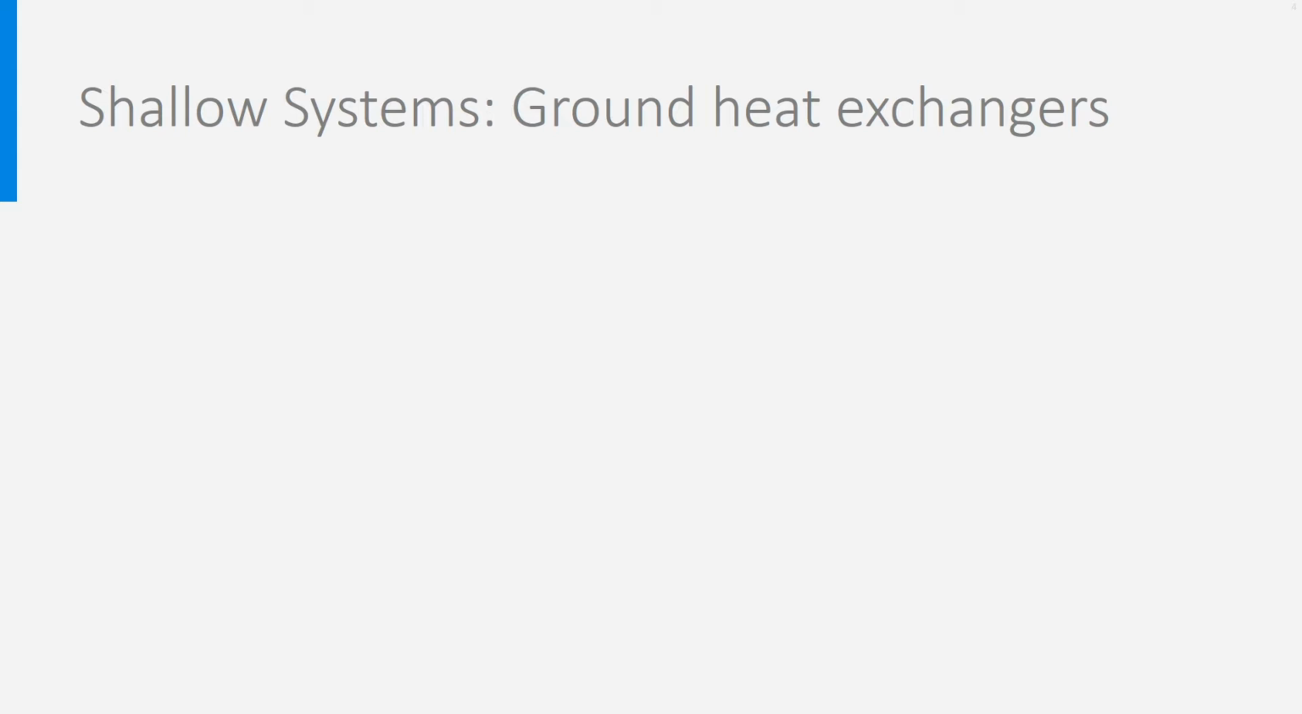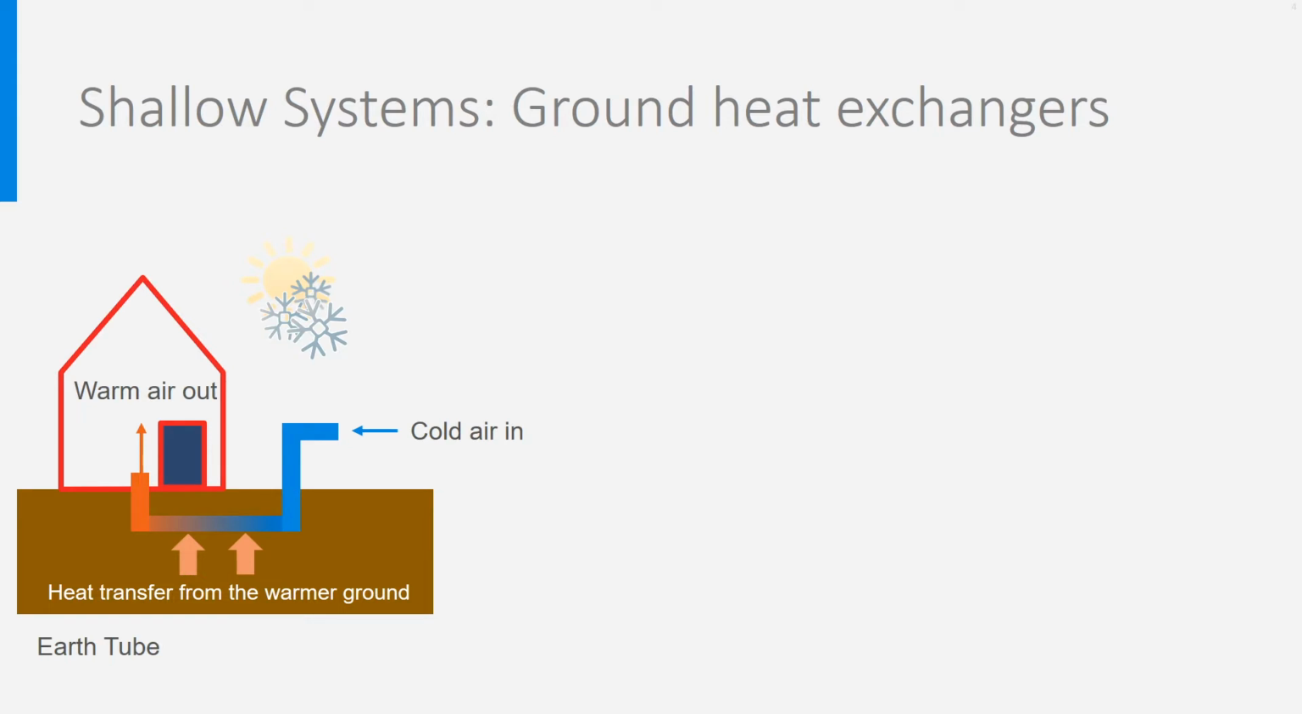Let's start with the shallowest of them, earth tubes and ground heat exchangers coupled to heat pumps. Earth tubes are passive systems in which the outdoor ventilation air is circulating through pipes in the ground. The air is then heated by the ground, which in winter is warmer than the outdoor air. Similar systems are used by having the air circulating in a warm basement.